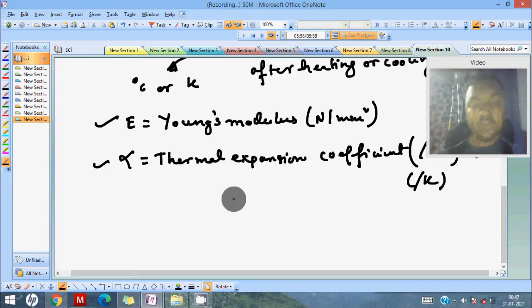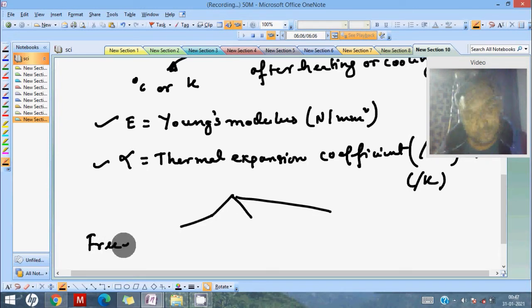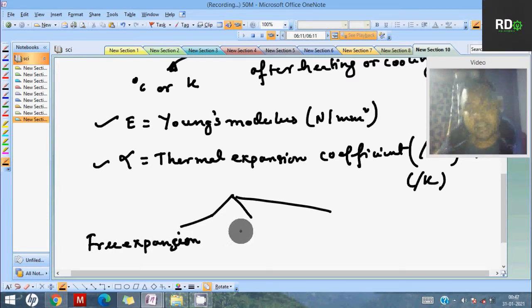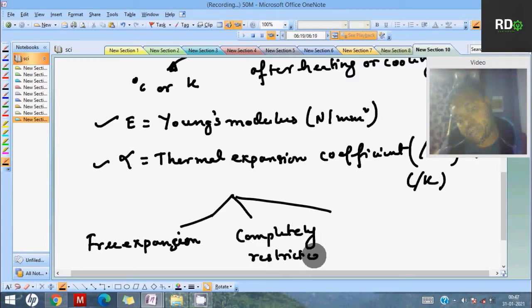There are three cases of thermal stress. First one is free expansion. Second one is completely restricted. We'll discuss each one. And the last one, I hope you're following: the first is free expansion, the second is completely restricted, and the third is partially restricted.